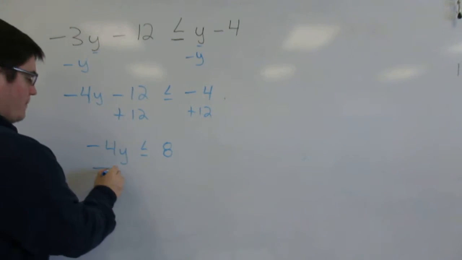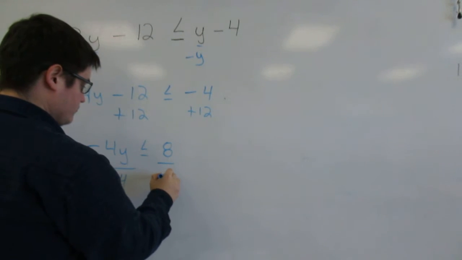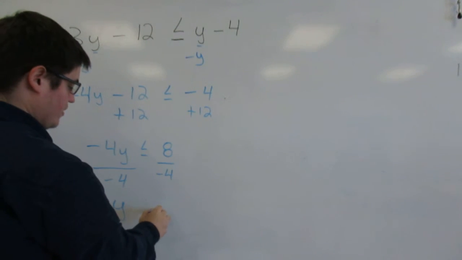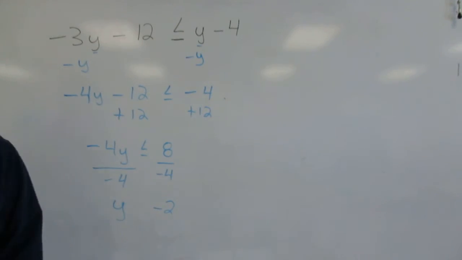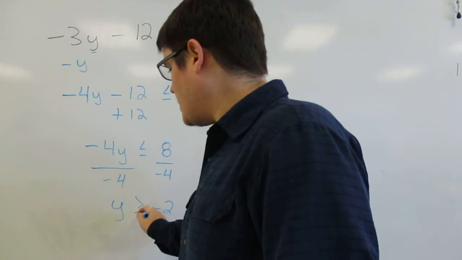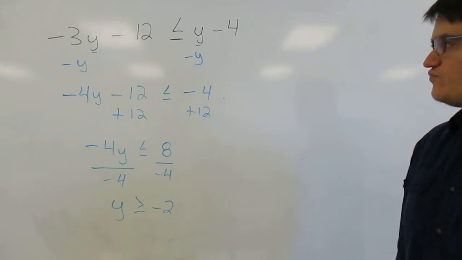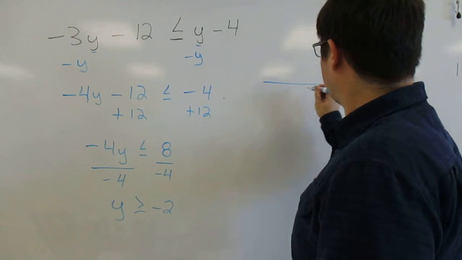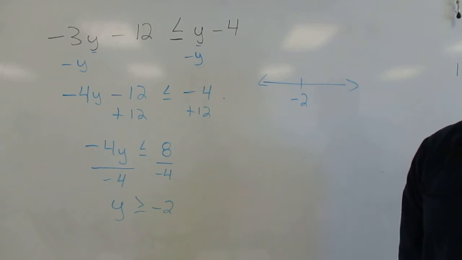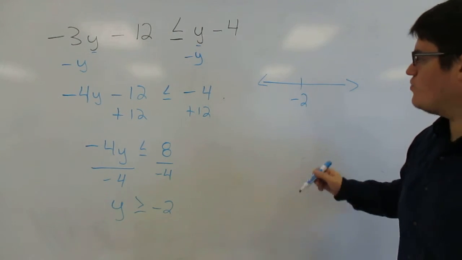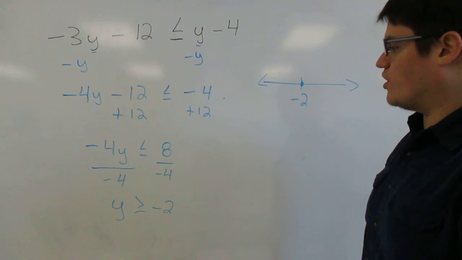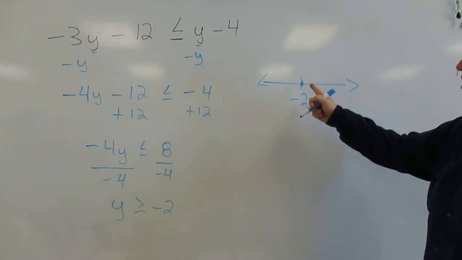Now we divide by negative 4. So y, 8 divided by negative 4 is negative 2. And since we divided by a negative, we have to flip that sign. And now we can graph that. Okay? We're saying that y values have to be greater than or equal to negative 2. Well, the equal to gives us a closed dot. And we're looking for the numbers that are greater than negative 2. Well, they're this way.